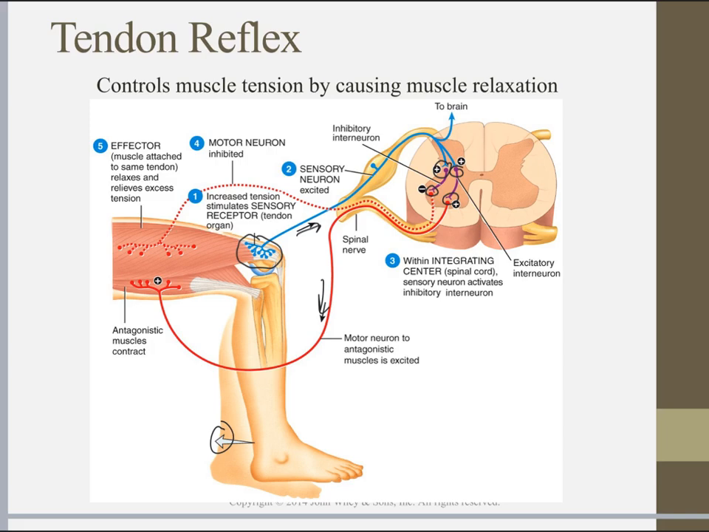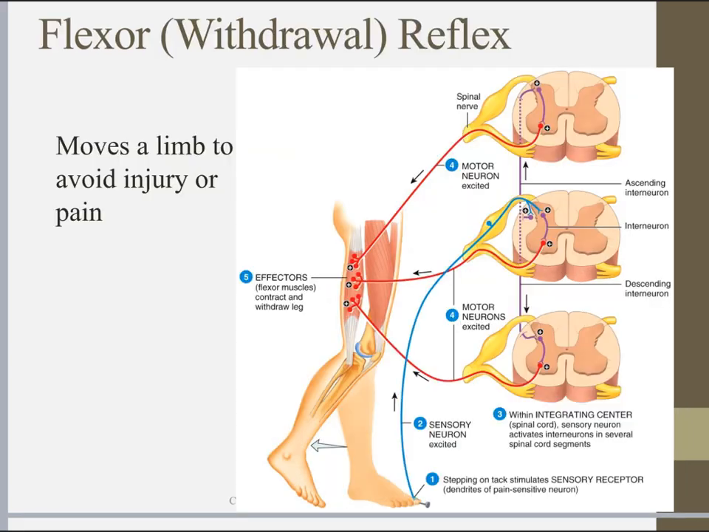So we get our heel moving back towards our buttocks. The third reflex we're going to look at is a flexor or withdrawal reflex. Now, this was the example we used with the hot stove. I like that visual a little bit better, but let's take a look at this one.